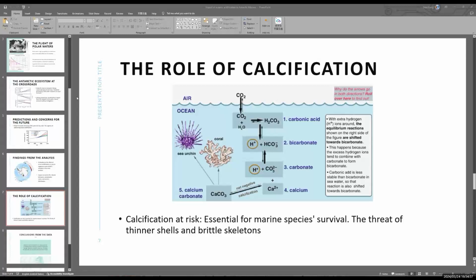Usually, without excess carbon dioxide being absorbed and dissolved in the ocean, the reaction flows downwards and forms calcium carbonate, which helps the coral and sea urchin build their skeletons and shells. However, with this negative effect of excess carbon dioxide, the equilibrium shifts to where the reaction flows upwards, leading to excess formation of carbonic acid, which is the main contributor to the ocean acidification that we've been talking about.